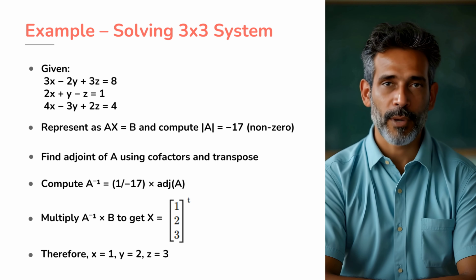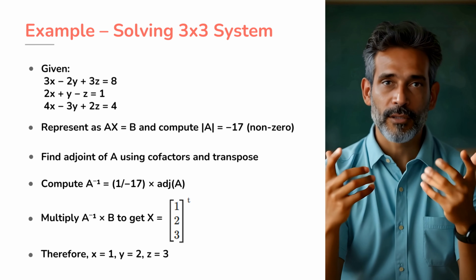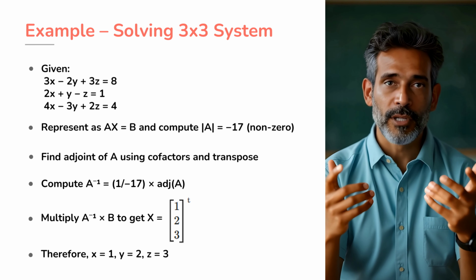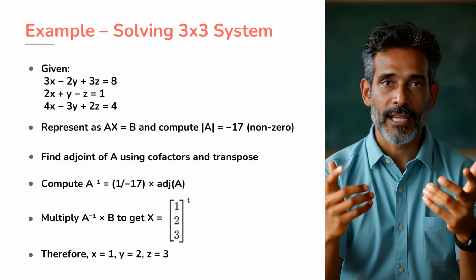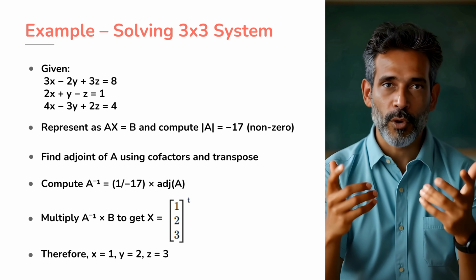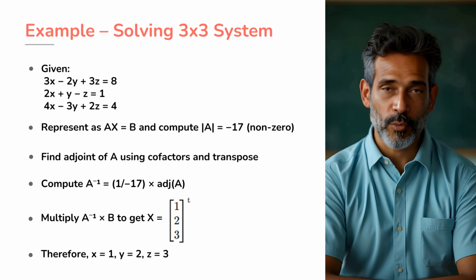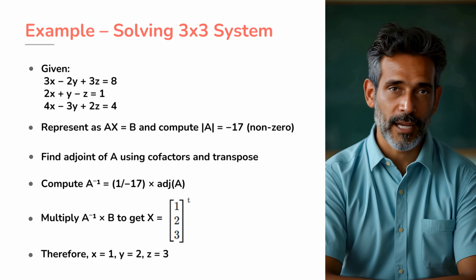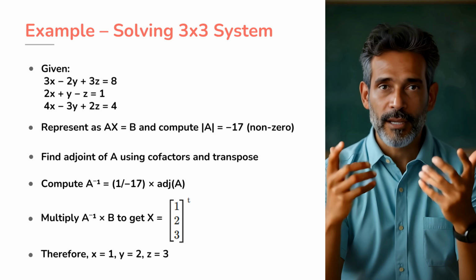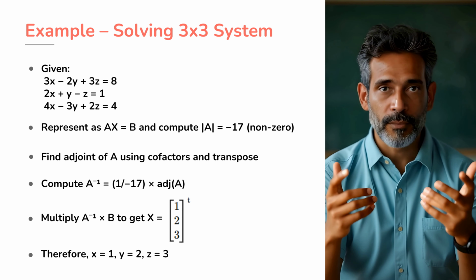Now for a more complex example with three variables. We are given 3x minus 2y plus 3z equals 8. 2x plus y minus z equals 1. 4x minus 3y plus 2z equals 4. We write A as a 3 by 3 matrix with these coefficients and calculate its determinant. Let's say it comes out to minus 17, so it's non-singular.